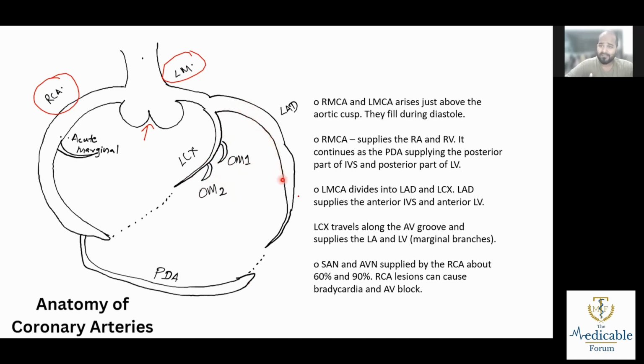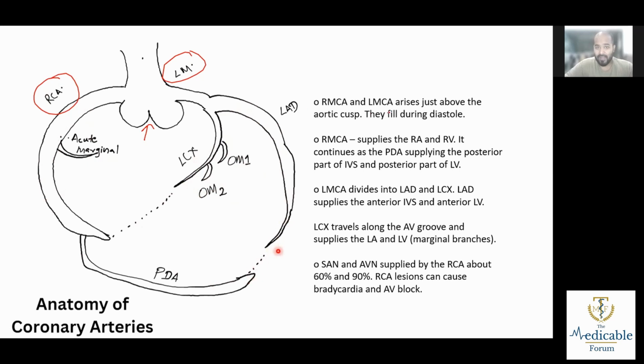When you talk about the left circumflex, it winds around the heart through the lateral surface in between the atrioventricular groove, and it proceeds backwards, and then it tries to anastomose with the right coronary artery, and it supplies the left lateral part of the left ventricle.